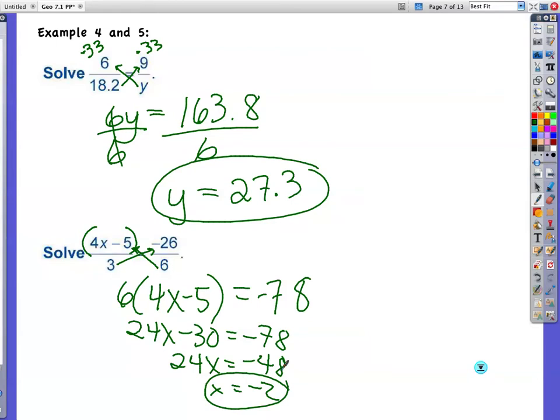And once again, you can go ahead and check to make sure that's going to work. Is negative 13 over 3, if I put negative 2 in there, I get negative 13 over 3, which is the same as negative 26 over 6.